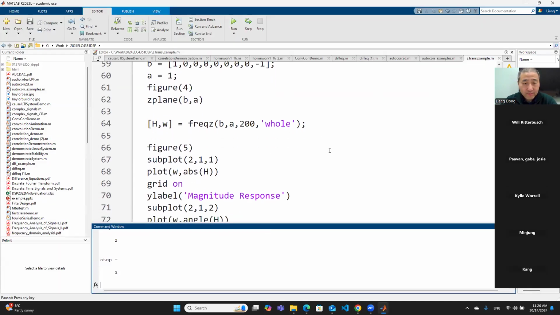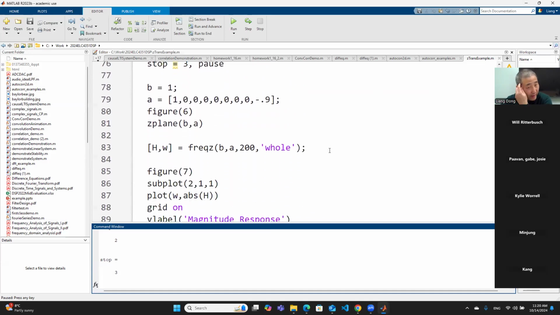Okay, so the last example here is I am changing the order of A and B. B is equal to 1, therefore B sub 0 is equal to 1. The numerator is just 1. There are zeros, but the zeros are all on the origin. And on the denominator, I have a polynomial. A sub 0 is equal to 1, and A sub 8 is equal to minus 0.9. I want to make sure it's shrunk a little bit inside the unit circle. I want to make sure my system is stable.